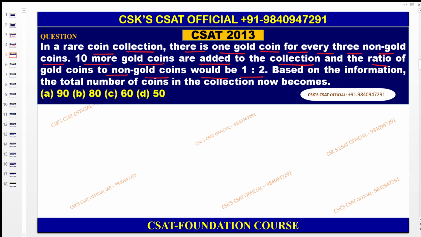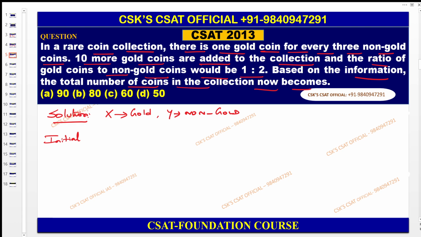10 more gold coins. Based on the information, the total number of coins in the collection now becomes, which means you need to find out the total number of coins after adding the 10 more gold coins. Okay. First of all, try to understand this one. Initial one you can take here. So you can take X as gold, Y as non-gold.